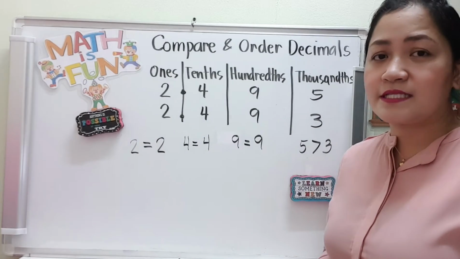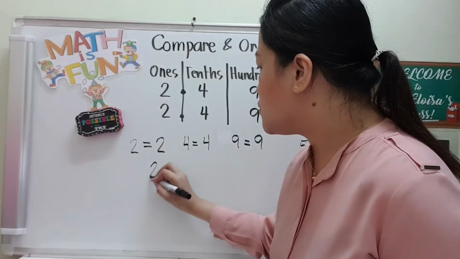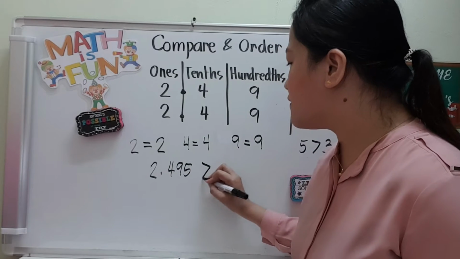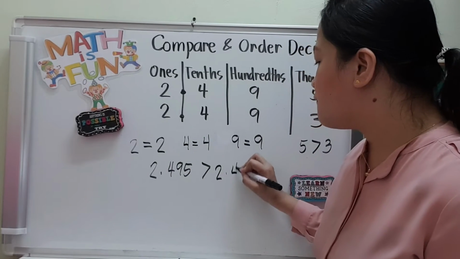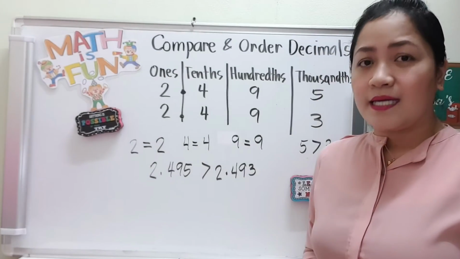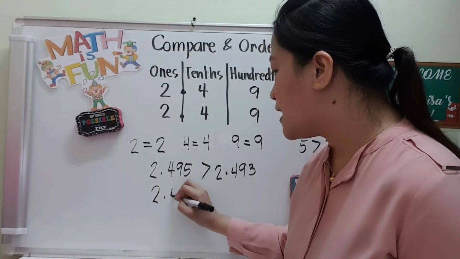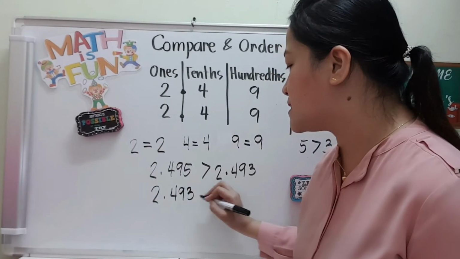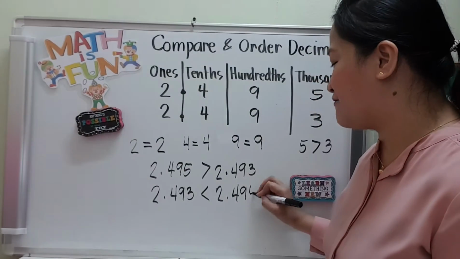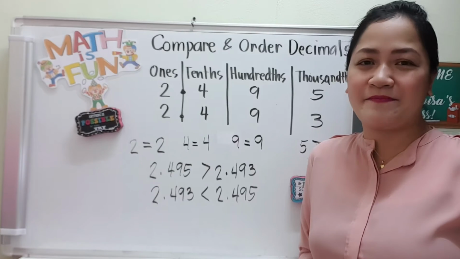Since 5 is greater than 3, then we can say that 2 and 495 thousandths is greater than 2 and 493 thousandths. In the same way, we can also say that 2 and 493 thousandths is less than 2 and 495 thousandths. So that is how we compare decimals.